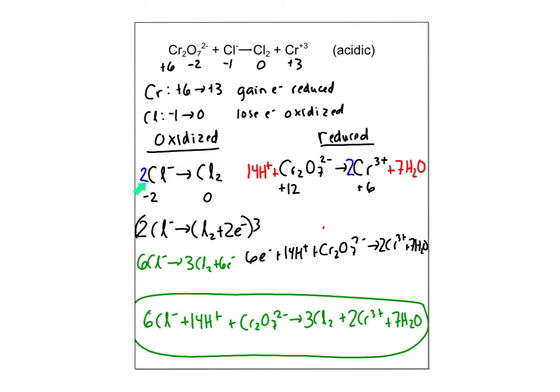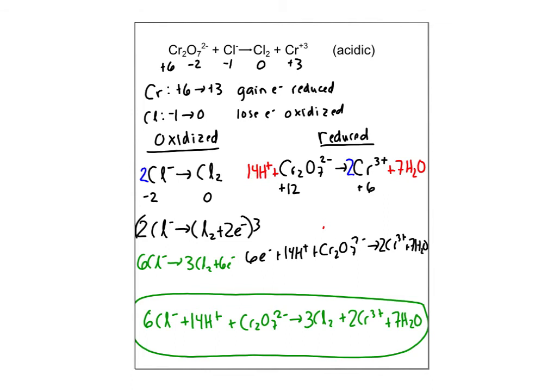I put a big 2 in front of the chlorine to balance out. Here's my reduction half reaction. This is why it's important to balance the elements first. Yes, we're excited about the waters, but there are 2 chromiums here, so I need a big 2 in front. And then let's deal with the oxygen. So I have 7 oxygen, so I add 7 waters. That means I need 14 H pluses because 7 times 2 is 14 on this side.